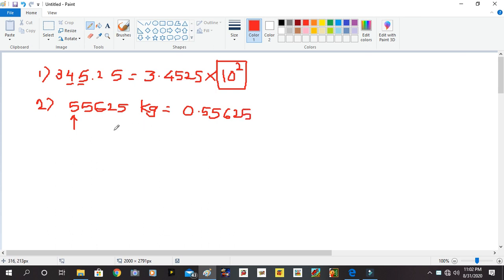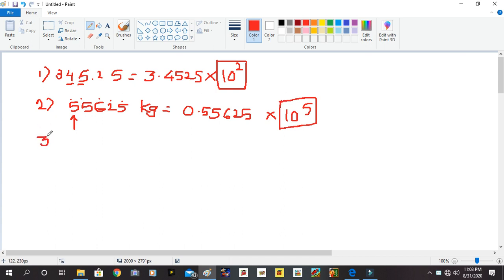0.556225. Okay, now altogether how many places have we shifted? 1, 2, 3, 4, 5. 5 places I have shifted, then its order of magnitude will be 10 raised to 5. This will be the order of magnitude of this calculation.